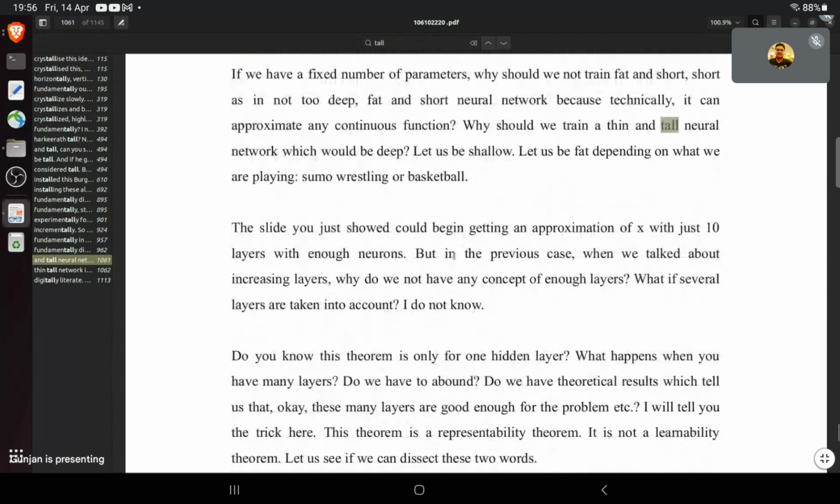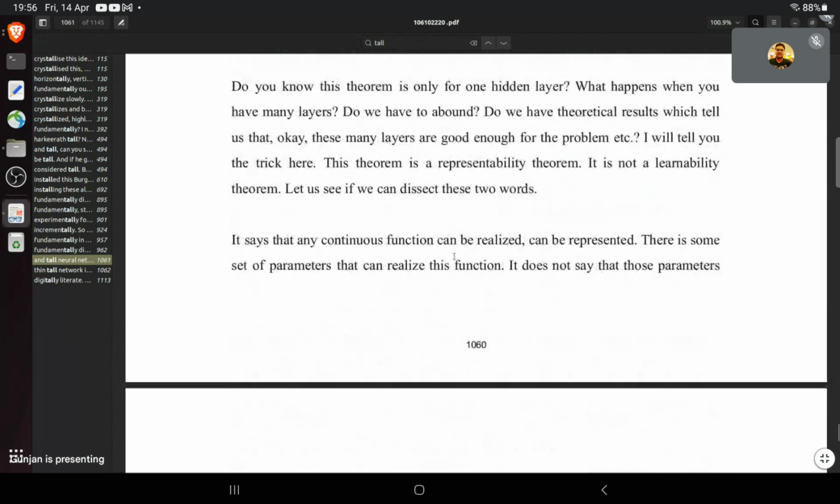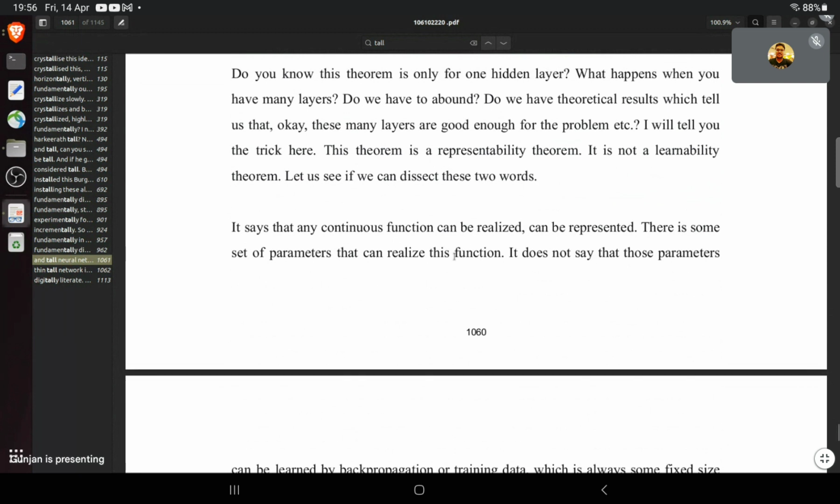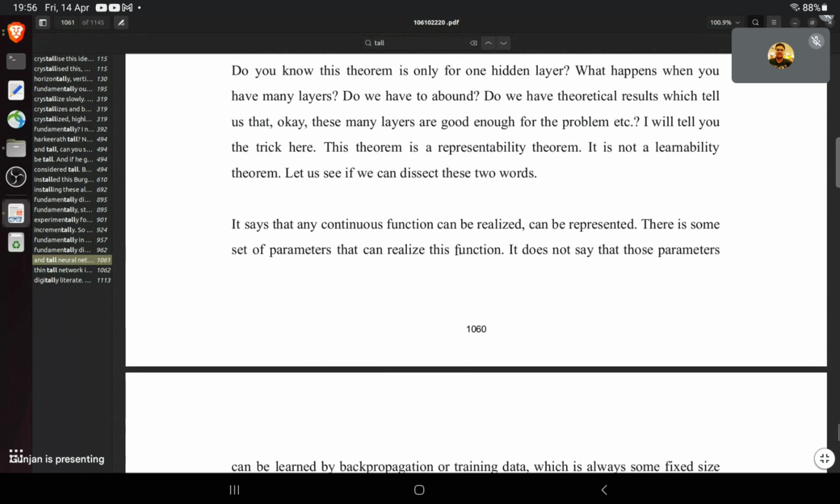When you talked about increasing layers, do you know this theorem is only for one hidden layer? What happens when you have many layers? Do we have a bound? Do we have theoretical results which tell us that this many layers are needed?